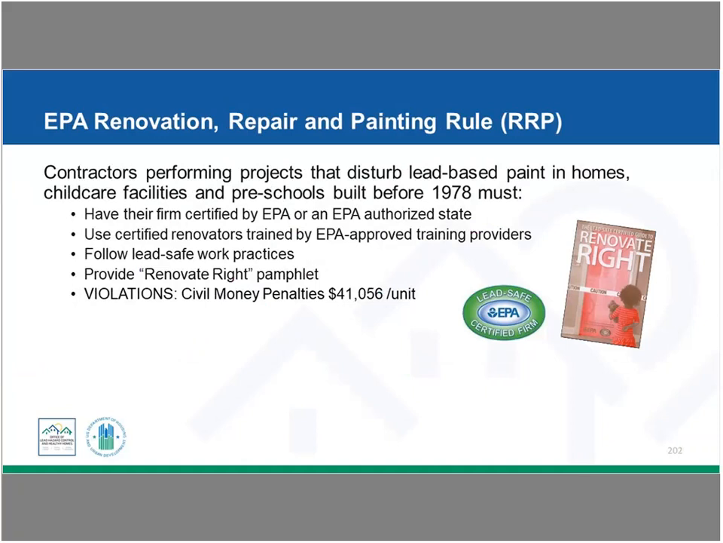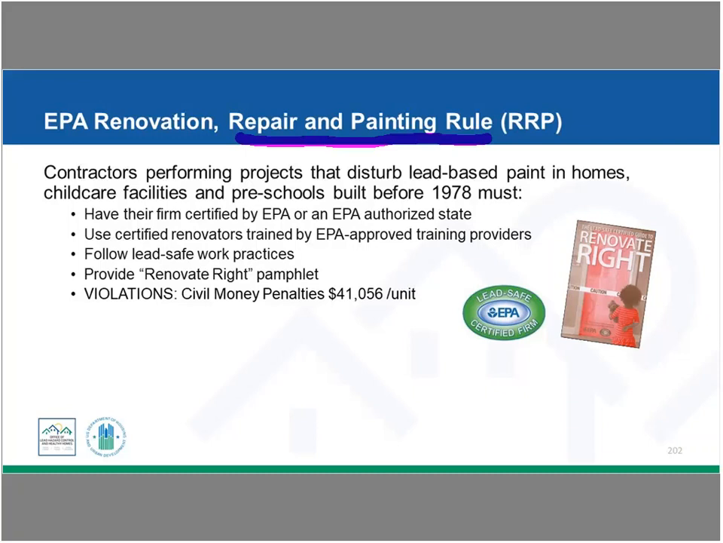All right, so I mentioned that our paint stabilization needs to be done with somebody who is trained in RRP. RRP stands for Repair and Painting Rule. And the RRP, the purpose of this rule is to minimize exposure from lead-based paint dust during renovation, repair, or painting activities. And it was really designed to reduce lead contamination by training the contractors in relatively simple lead-safe work practices and certifying them to ensure that they follow the lead-safe practices and the rules.